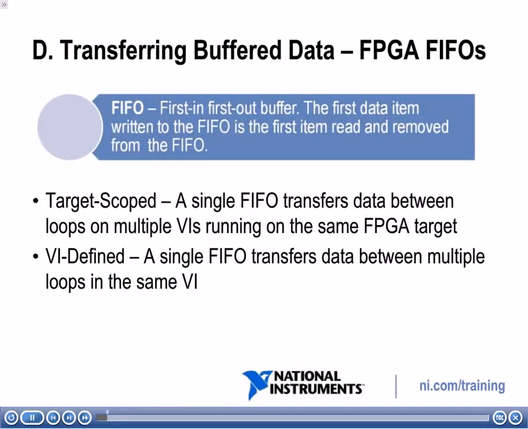Okay, so now we're going to switch gears a little bit. Right before this, we were talking about different methods of sharing latest data. Now let's say you want to transfer buffered data. In this case, you want to transfer every value from one loop into the next loop, or from one VI to the next VI. So if you want to transfer buffered data, you'd want to use something called FPGA FIFOs.